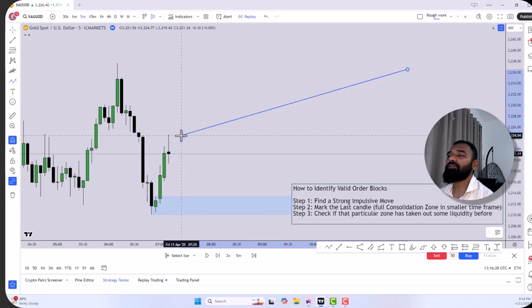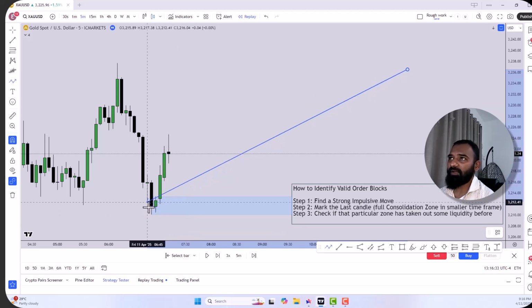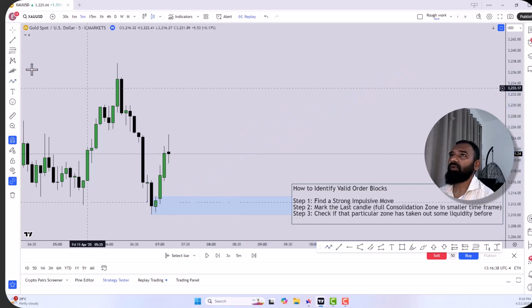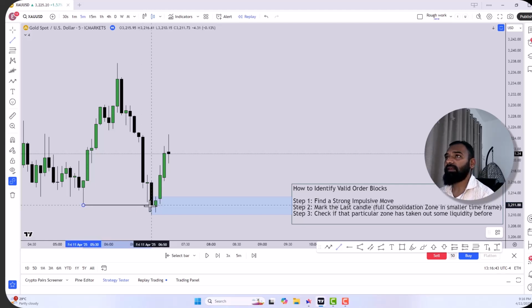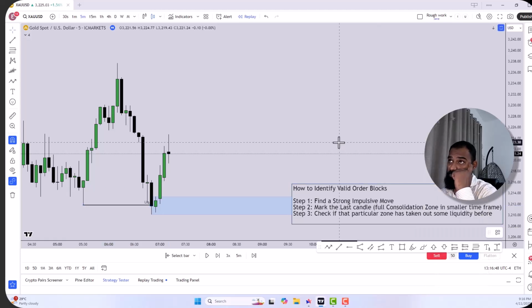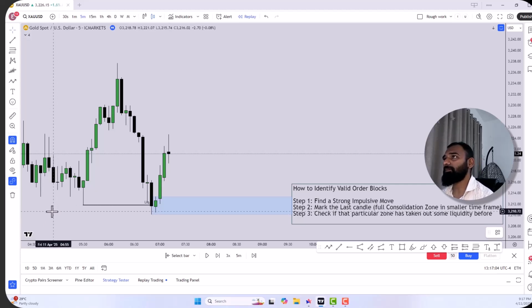So this is my impulse move. This is the last candle along with this particular candle. So this whole is my last candle. Now this candle has taken this liquidity. This whole consolidation means build up of liquidity. This area has been taken out. Now this candle came down to this liquidity. So my 3 steps are completed here.